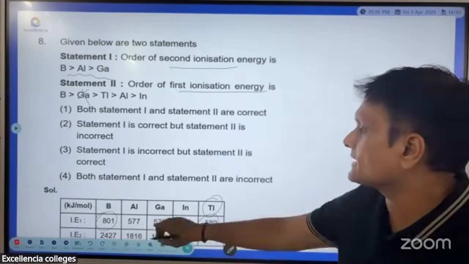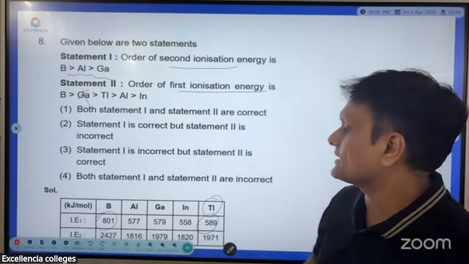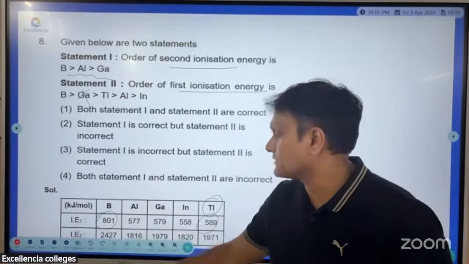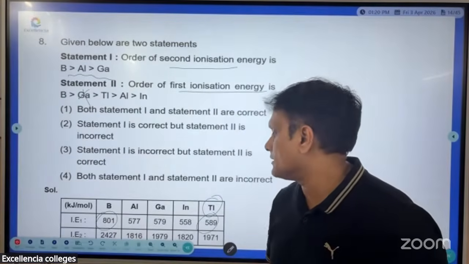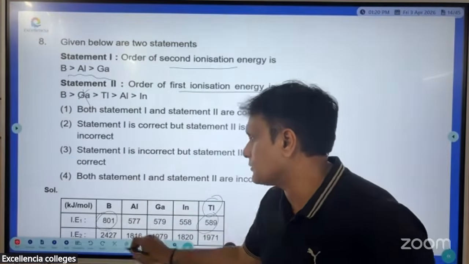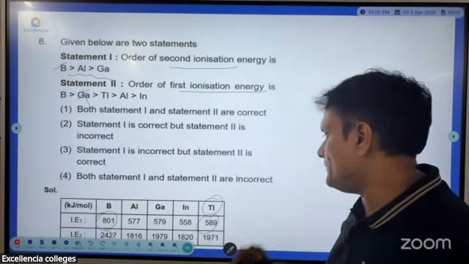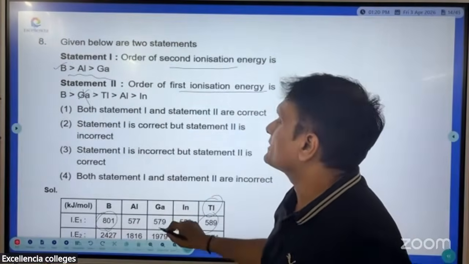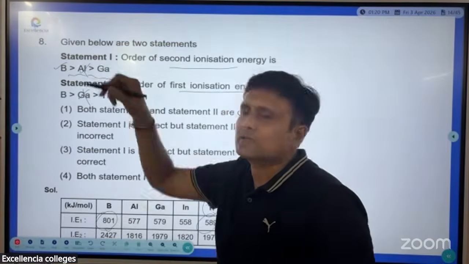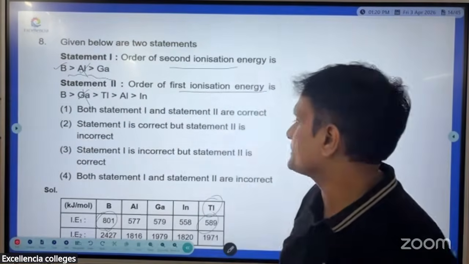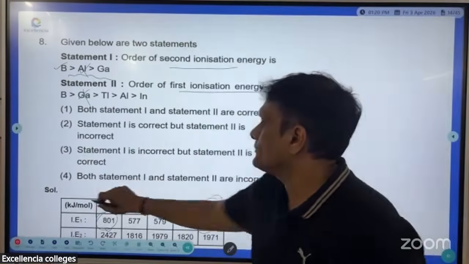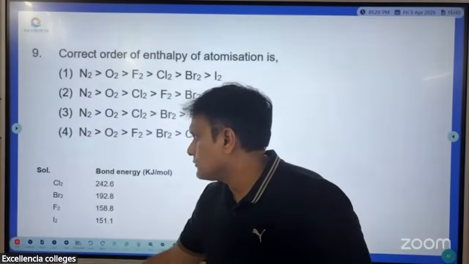Alright, you can see the second ionization potential. They say second ionization potential values. I picked it from internet sources. You can see it is highest for boron because of the small size, 2427. That is correct. Then you see the next highest is gallium but not aluminum. Here the order is missing. So both the statements are incorrect. So you should have marked option 4 as the correct answer.